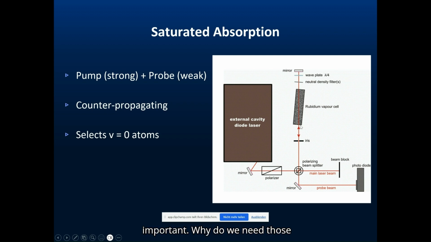This is very important. Why do we need those counter-propagating beams? Why do they select zero velocity atoms? Well, consider atoms with velocity v along the beam direction. The pump beam sees them with one effective frequency, while the probe beam, going in the opposite direction, sees them in another. For almost all velocities which are not zero, these two frequencies are different. So the pump beam and probe beam interact with different velocity classes of atoms.